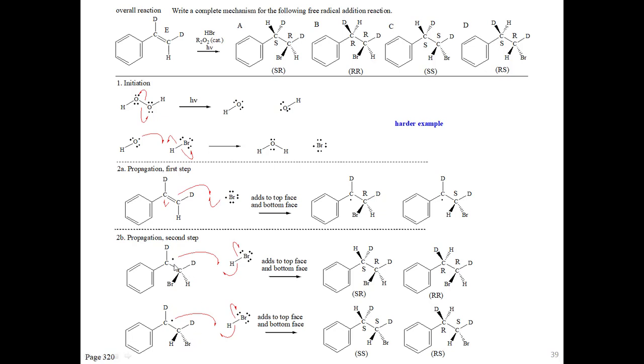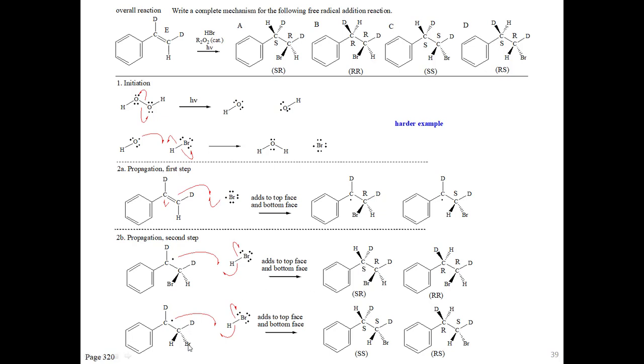Now when this picks off an H, the free radical carbon is also flat. And so that means once again we will be able to add from the top or the bottom. Okay, so if I add here on the top, it would look like that. And if I add here on the bottom, it would look like that. And that's going to change the absolute configuration of this second chiral center.